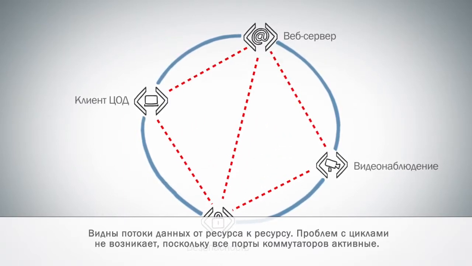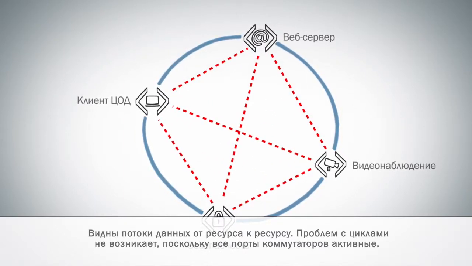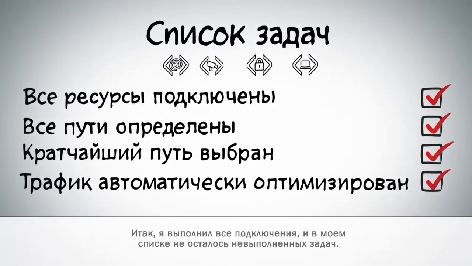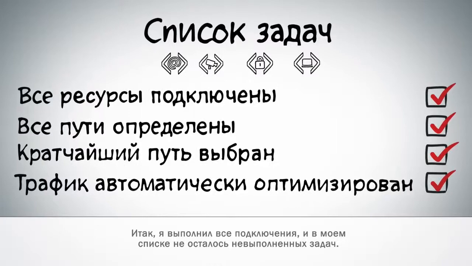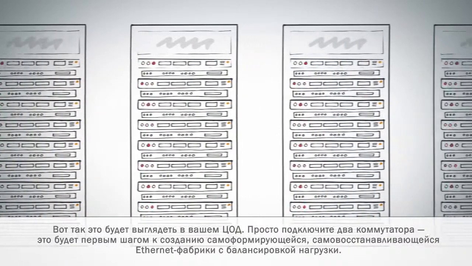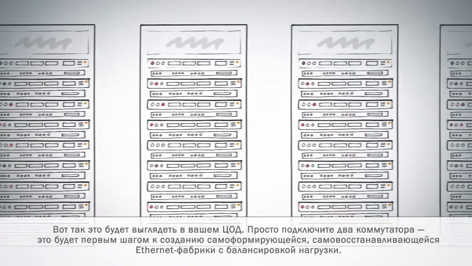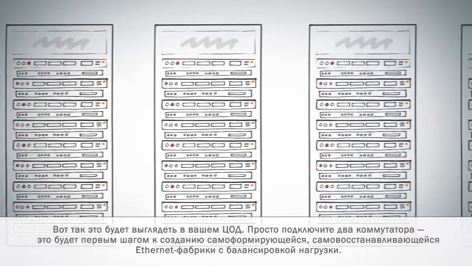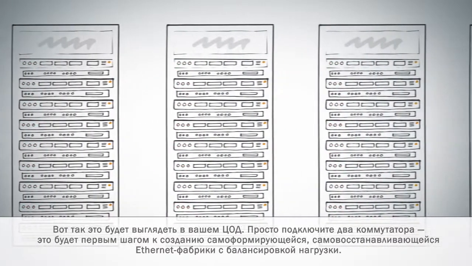No problem with loops, as all ports on the switches are active. And now I've made all the connections, you can see there's nothing left on my list. And you can see how that plays out in your data center. Just connect 2 switches and you have the start of a self-forming, self-healing, load balancing Ethernet fabric.